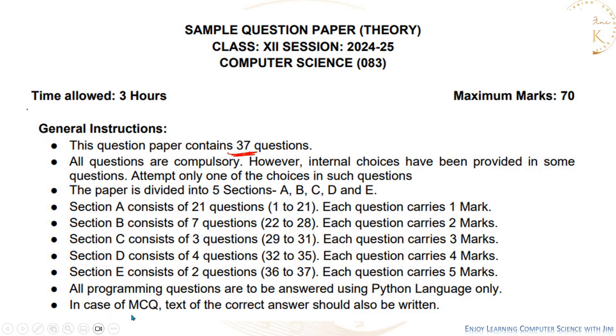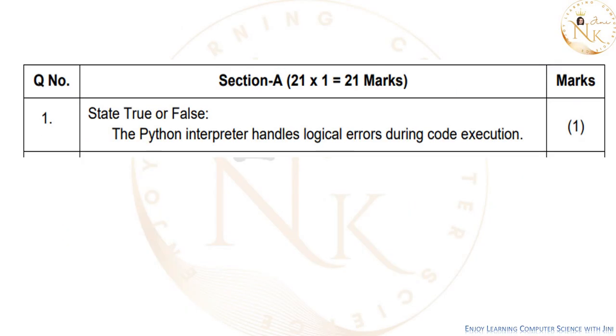In case of MCQ, text of the correct answer should also be written. You cannot write only the options. You have to write also the text. That means the A option and the text written along with it. So you have to write the option completely. You cannot write only the choice. Please remember that. Okay. Now let's get started.